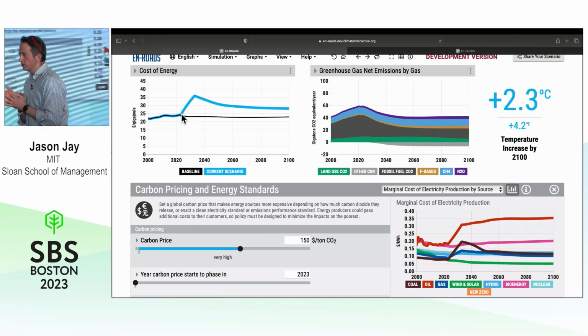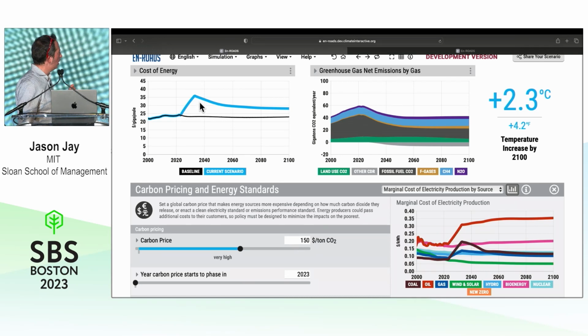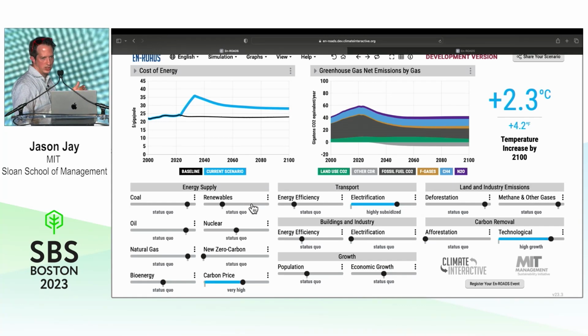Increase renewable energy. Okay, so if we could make sure that we get some cheaper renewable energy on board, maybe that will help us. So let's give that a try. You want to subsidize renewable energy globally? Fine, so let's give that a try and see what that does.